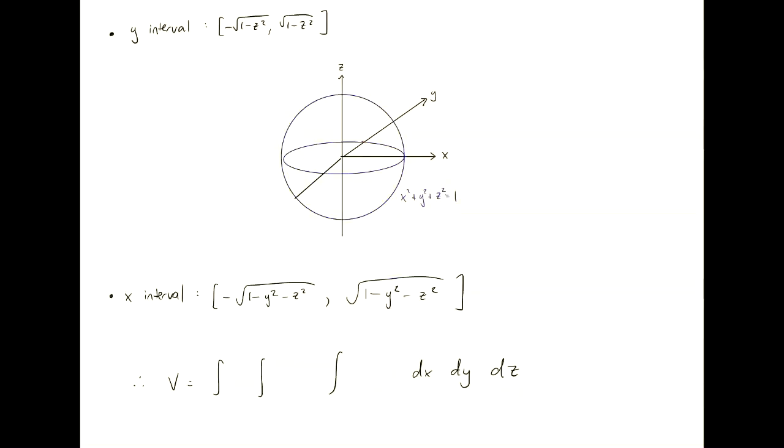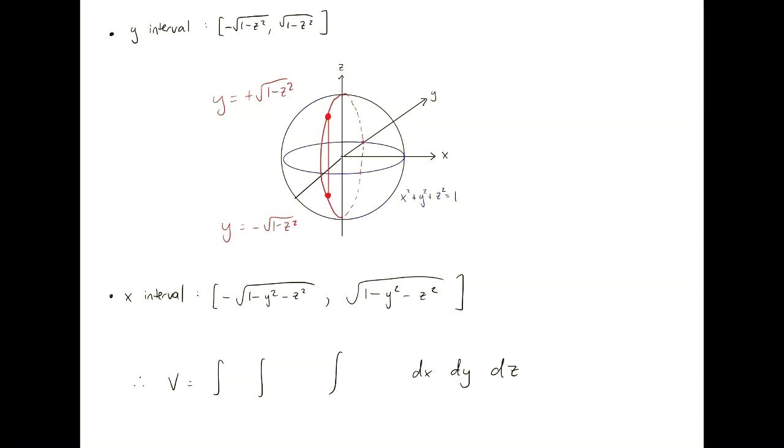So I'm going to say, well, where is y? Y is this bit. And remember, these bounds are allowed to be z-dependent. So y is going to go from here up to here, which is to say, y is allowed to go from minus the square root of 1 minus z squared to plus the square root of 1 minus z squared.